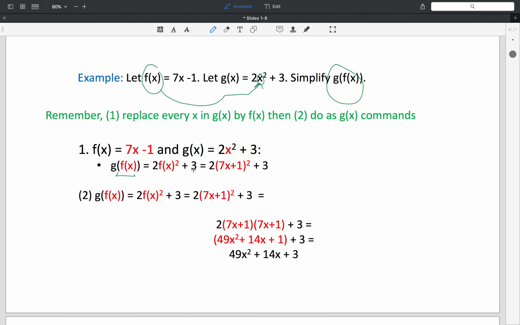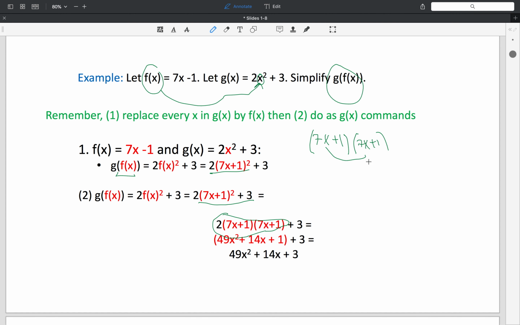So g of f of x means I plug in f of x for x here. So I get 2 times f of x squared, and I add this 3, and so then I'm going to multiply that out. And I think I haven't done much FOILing, but I think I want to do a little bit. That's going to be 7x squared. But I'll do that in a little bit. So again, this is just sort of summarizing what I just did. So I want to look at that. And I squared, and that looks like that. So I'm going to FOIL out the 7x plus 1.